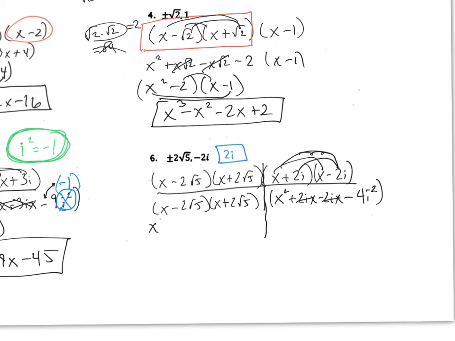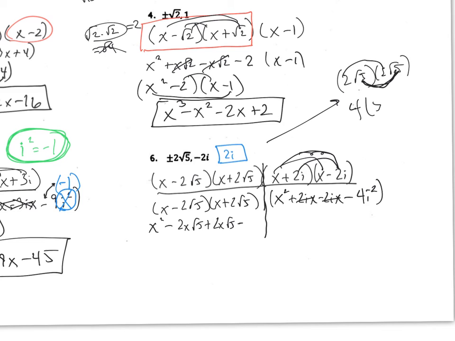So I'm going to have x squared minus 2x radical 5 plus 2x radical 5 minus, now I'm going to go over here. Let's go up here. I'm taking this up here. 2 radical 5 times another 2 radical 5. Whole numbers get multiplied together. That is a 4. Radical 5 times radical 5 gets multiplied together. That is a plain old 5. So this is a 20. So this is going to be minus 20.